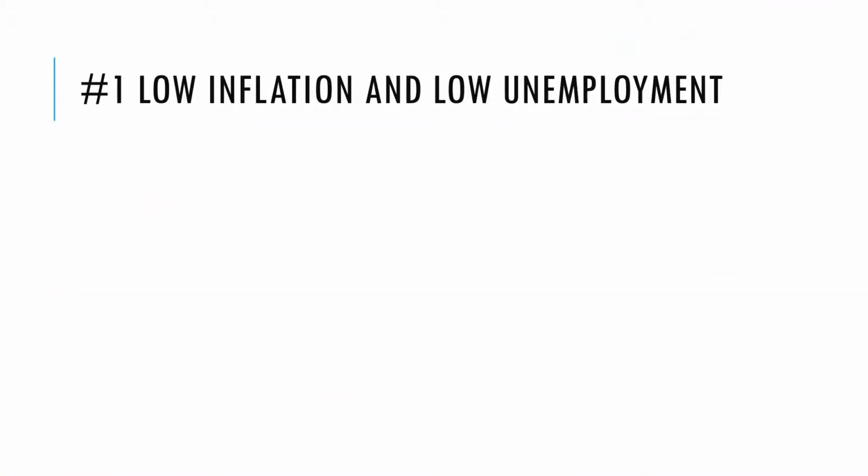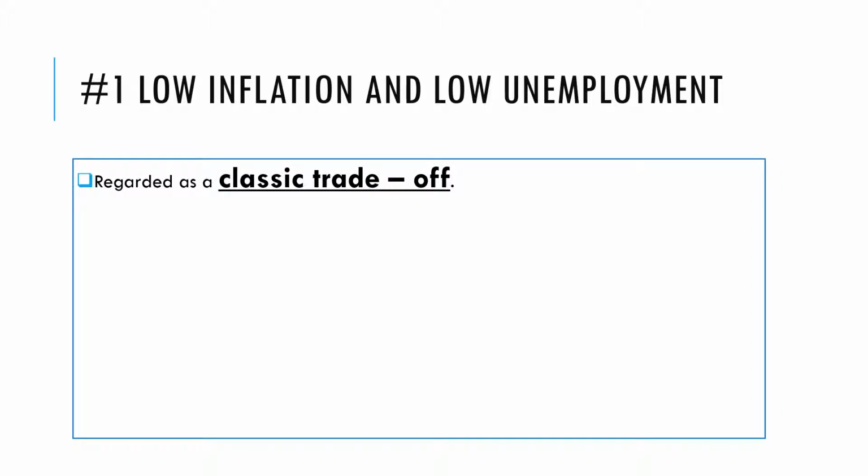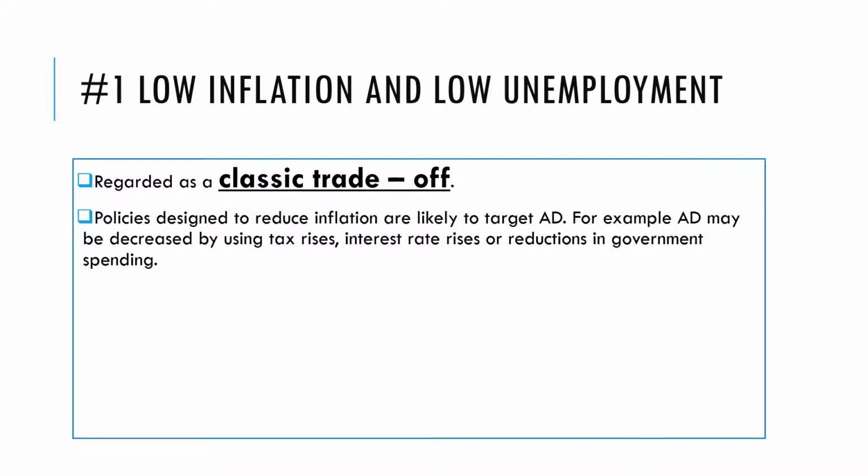So we're going to start off by looking at whether low inflation and low unemployment can be achieved at the same time. And this is regarded as a classic trade-off. And the economics or the story behind this goes as follows. So often the government will introduce policies to try and reduce inflation, and these are likely to target and try and reduce AD. For example, a fiscal policy of tax rise, or maybe a monetary policy of an interest rate rise.